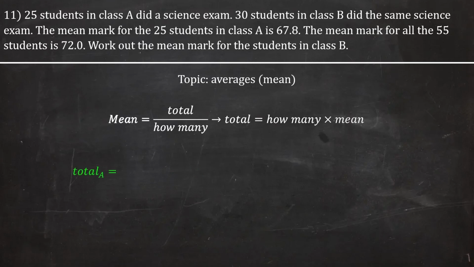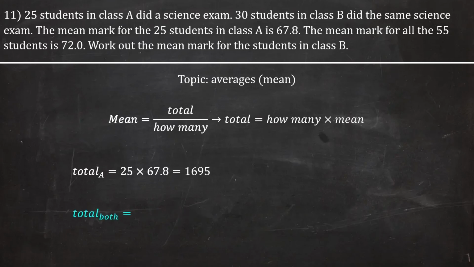So the total of A is going to be how many there are in A, which is 25, times the mean of A, which is 67.8. So the total is 1,695. That means that if we add all the marks of everyone in A, we would get 1,695. Now I'm going to find the total for both classes.